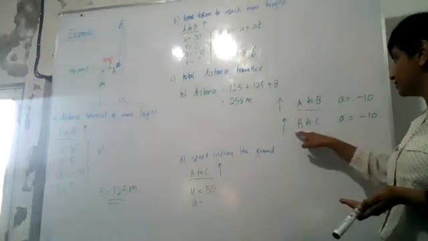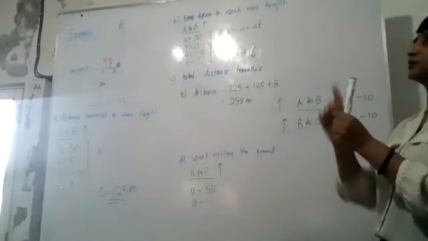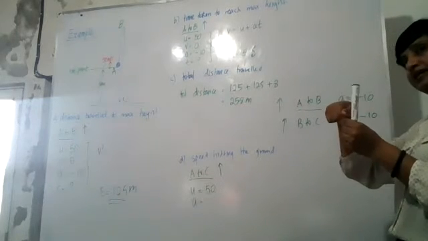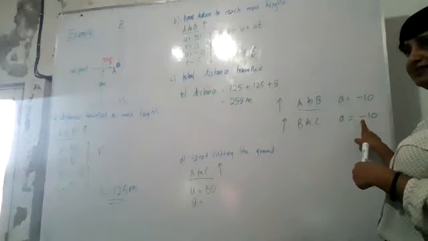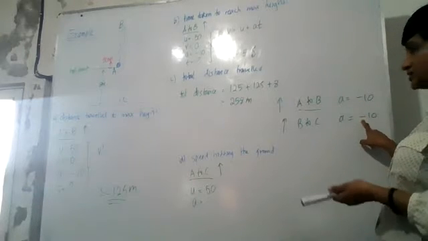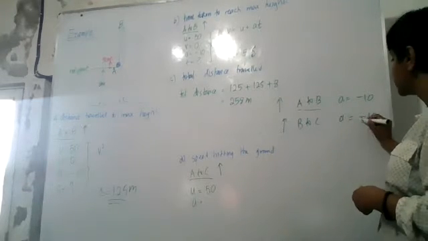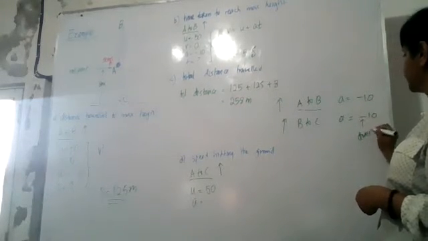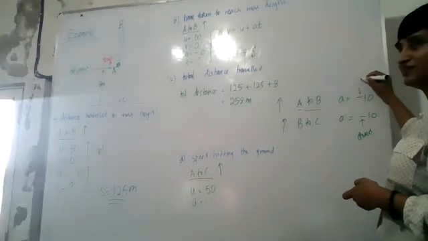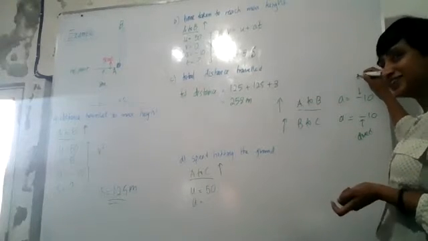Yeah, it's coming down, B to C is coming down. We have taken going up as positive, then coming down must be taken as negative. That's negative. But it's accelerating, so positive acceleration. This negative is due to the direction. Negative direction. This negative is due to deceleration.